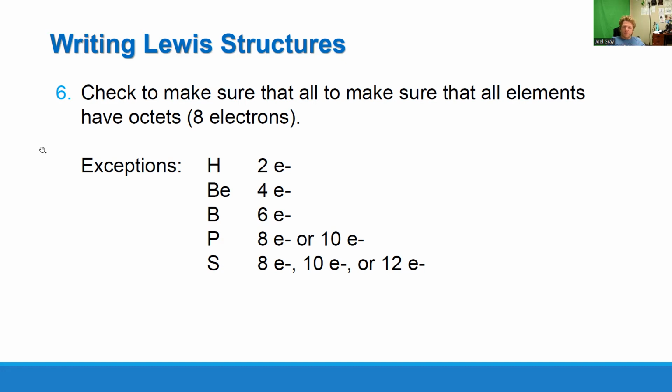Then there are exceptions that we will see that exceed 8 electrons. Phosphorus, for instance, can have a total of 10 electrons around it. Sulfur can have 8, 10, or even 12 electrons around it. We'll see these with some more complex models in just a little bit.